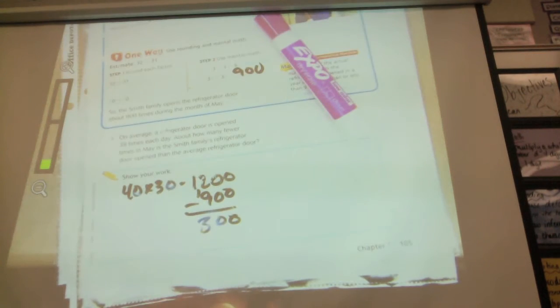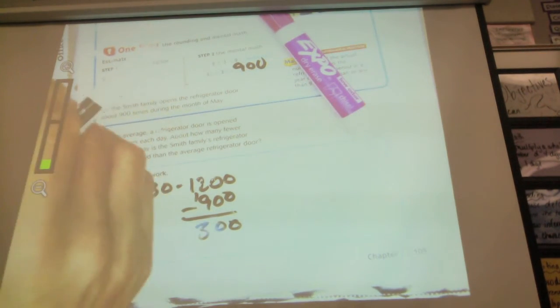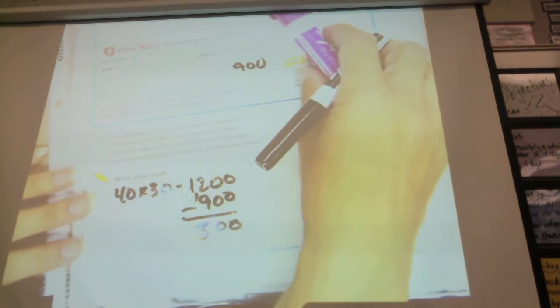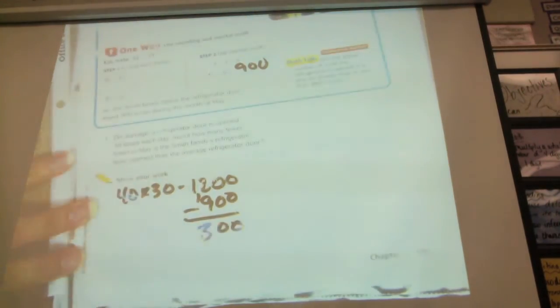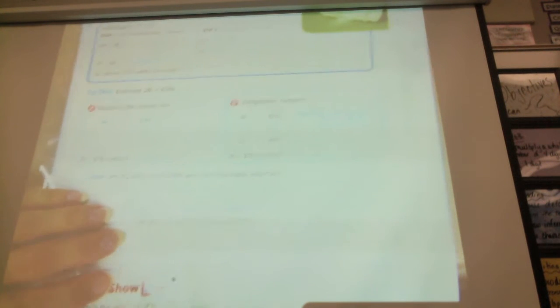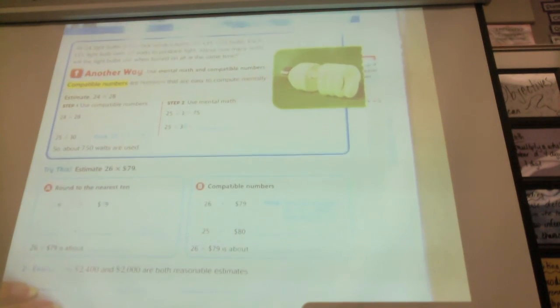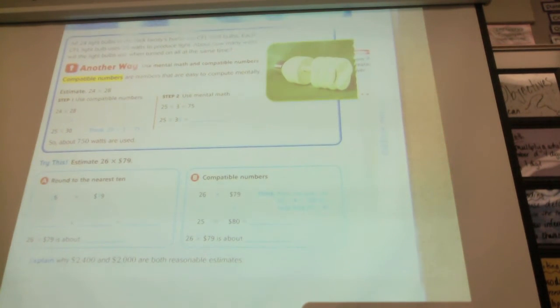Okay, so you guys should be finished writing that down now. Okay, so we're going to swap pages. And our pencils are back down and listening.